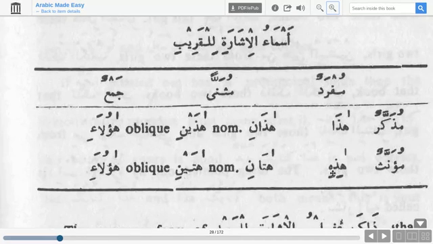مؤنث هذه هاتان هاتين هؤلاء. هؤلاء is fixed, the ending never changes. هذا never changed, the vowels never changed, it's fixed. هذه is fixed, the duals are changeable. في هذين, in these two. في هذين, في هاتين.